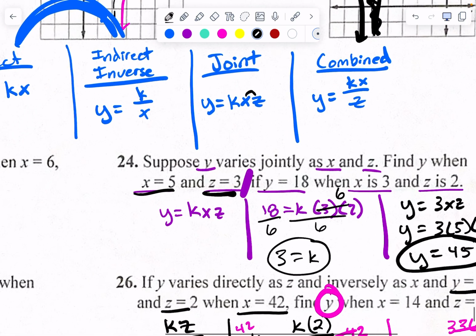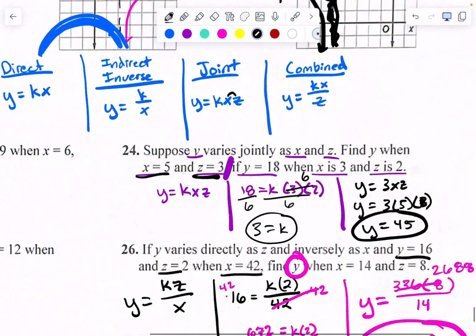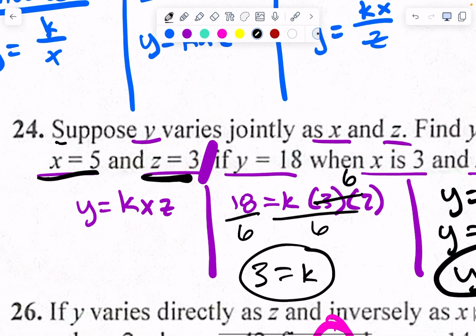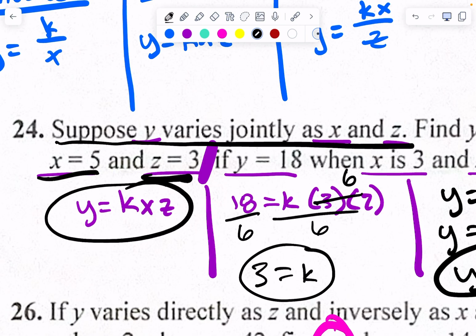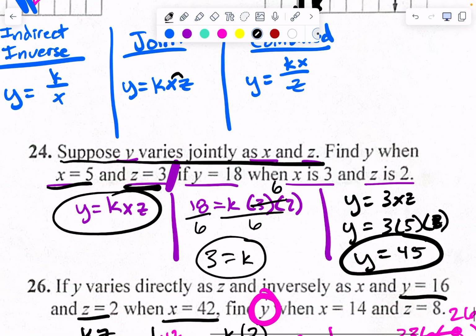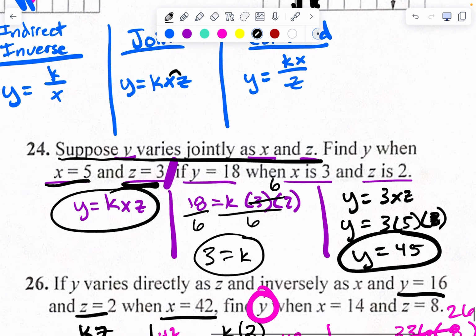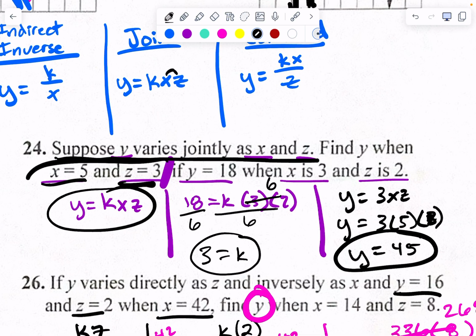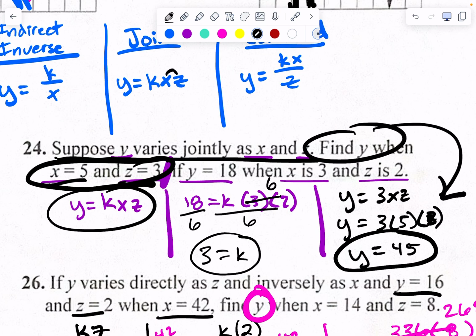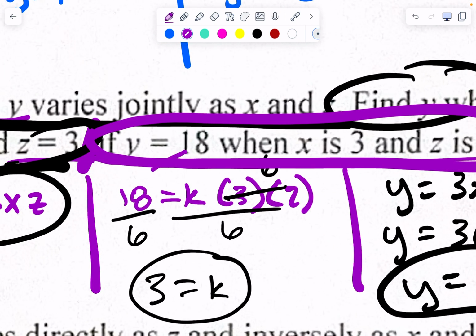Okay, and so we did 24 and 26 together, so joint variation. This one says y, suppose y varies jointly as x and z, so we know that we're using this equation. And then we have to be really careful, because number 24, it says find y when x is 15 and z is 3. This part right here is going to be my step number 3 part, right? This is kind of like where they give it to you backwards. We have to first solve for k, and I'm going to use this information to solve for k, okay? So we plugged 18 in for y.